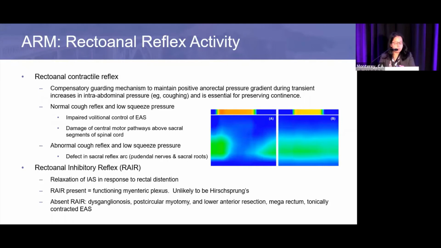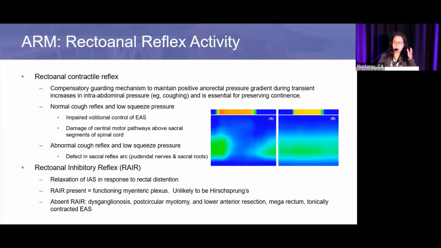The rectoanal inhibitory reflex, again, very familiar in the pediatric world because that's what they look for, to really rule out Hirschsprung's disease. So as the rectum is being distended, there's a natural reflex for the anal sphincter to relax, and that's the internal anal sphincter. And you have volitional control to say, no, this is not the time or place, even though my rectum is full, but I need to make sure I find the right place to then let it come out. So if that's present, you have a functioning myenteric plexus. It's unlikely to have Hirschsprung's disease.